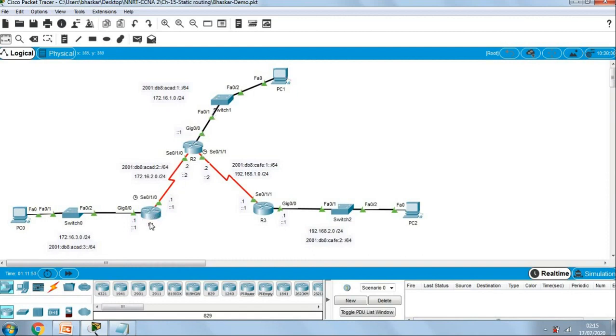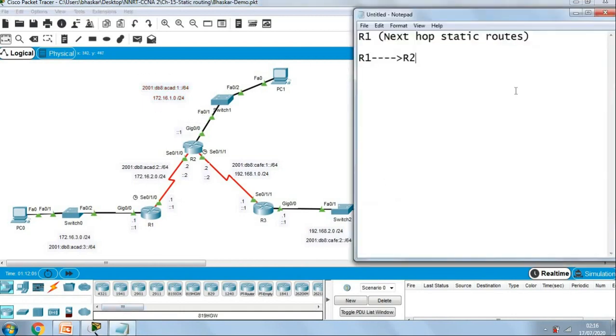So in this path, router R1 knows about this network as well as this network, but R1 doesn't know about this network. So this is one remote network for R1. So that is the first one. Okay. So from R2 to R1, how many remote networks will we get? One remote network is there. Okay. Next one.